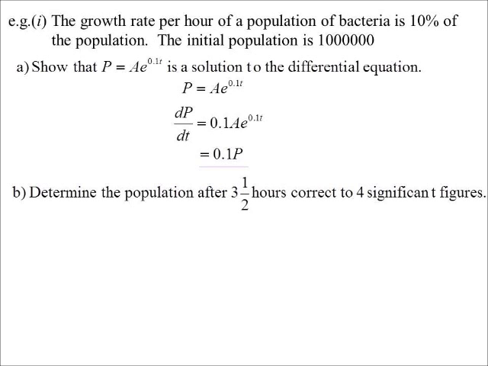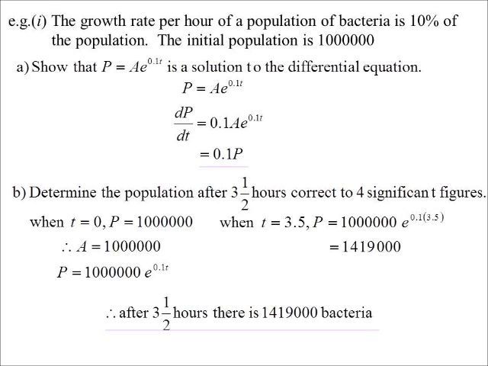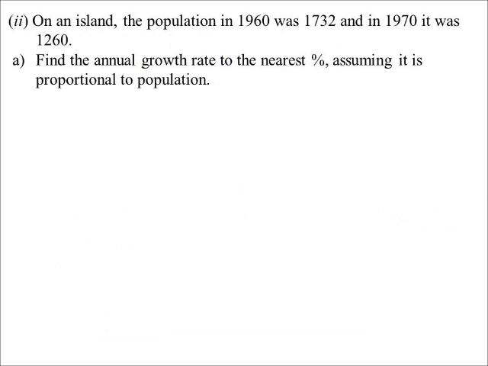All right, we're now going to find out how many bacteria are now crawling over you after 3.5 hours. With an initial population, P will end up being 1,000,000 e to the 0.1 t. That really is just a substitution question. T equals 3.5, sub it in, and we've got 1,419,000. So there we go, after 3.5 hours, 1,419,000 bacteria.